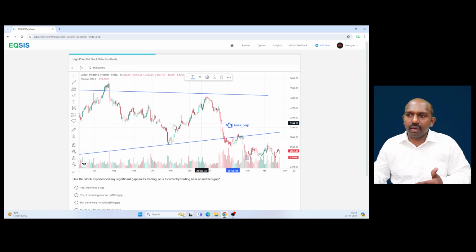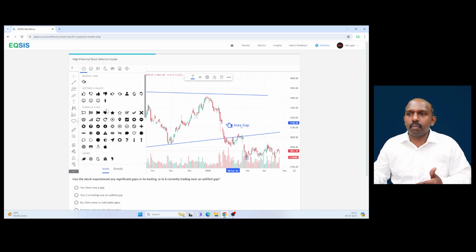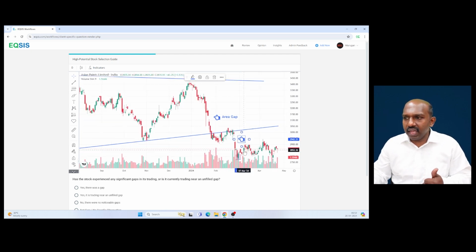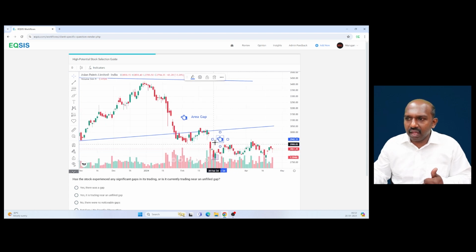And that is followed by another gap here. If you notice the other gap that follows it, this particular gap is more like a breakout gap, because the stock moved out of the range, and it is also backed by a very high volume.